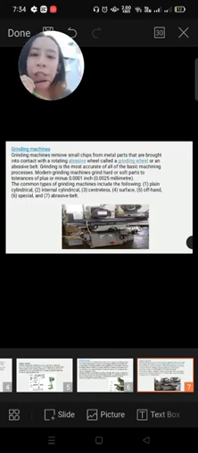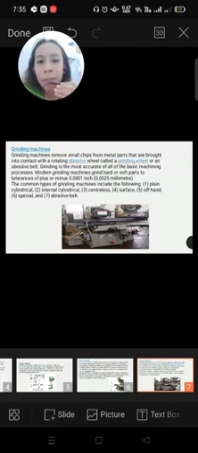Next one is the grinding machine. Grinding machines remove small chips from metal parts that are brought into contact with a rotating abrasive wheel called a grinding wheel or an abrasive belt. Grinding is the most accurate of all the basic machining processes. Modern grinding machines grind hard or soft parts to a tolerance of plus or minus 0.001 inches or 0.0025 millimeter. The common types of grinding machines include the following.